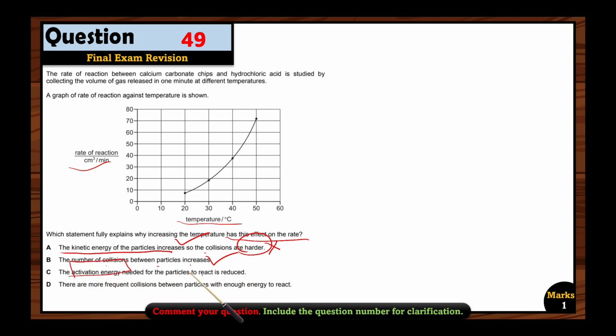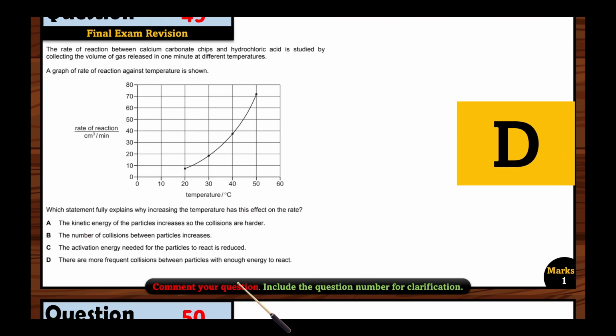Wrong. Temperature has nothing to do with activation energy. There are more frequent collisions between the particles with enough energy to react. Yes, that's also right. So which one is better, B or D? Of course, D, because it is a complete statement. It's also telling that now the particles have enough energy to react. That's why there are more frequent collisions. Okay, so that's why option D is the right option.